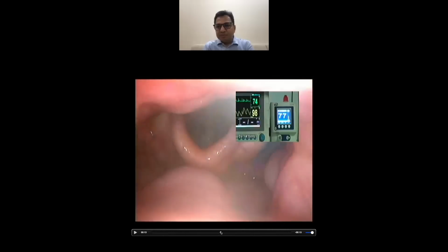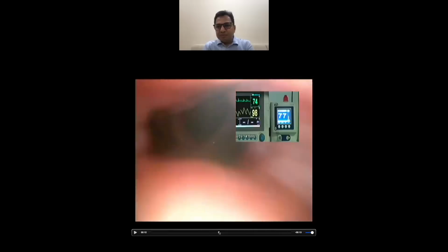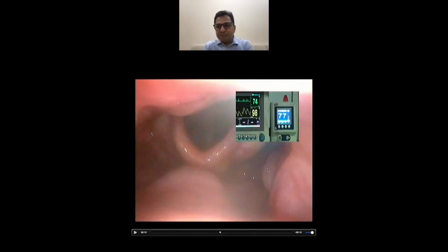Let me play this. See this. This is the tonsil lower pole. This is the tonsil upper pole, which is covered with the palatopharyngeus muscle. This is the tip of the uvula. This is the base of the uvula.